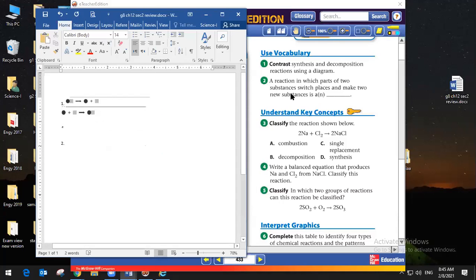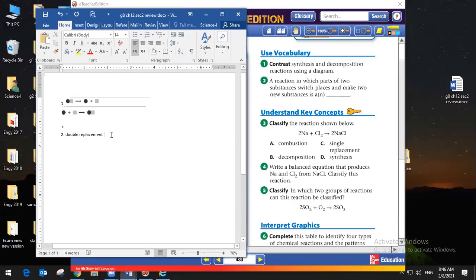So question number 2: a reaction in which the parts of two substances switch places and they make two new substances. So what do we call this kind of reaction, guys? Who can answer this? Yes, Fatima? Double replacement reaction. Good, so it's double replacement reaction.